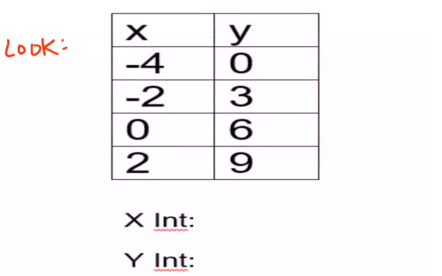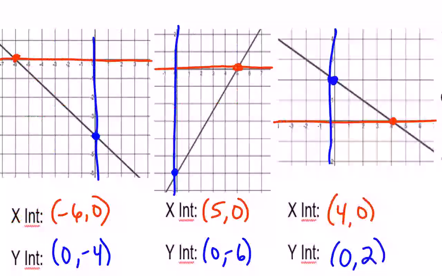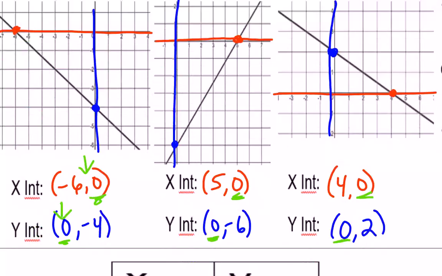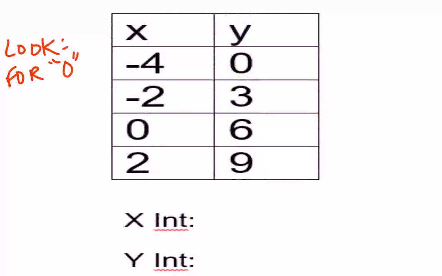When we want to do it from tables, we're going to look again, and what we're looking at is look for 0. If you look back at the graphs we did, notice how each of my points has 0 in it. So an x-intercept happens when y is 0, and a y-intercept happens when x is 0. So one thing you can do to help you is to fill in that part of your point. So an x-intercept means that your y value is 0, and a y-intercept means your x value is 0.